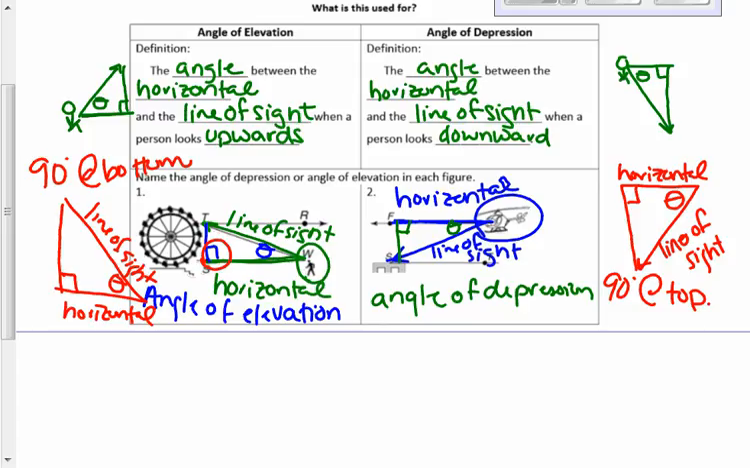So 90 degrees at the bottom, it's angle of elevation. 90 degrees at the top, it's angle of depression. The 90 degrees is kind of opposite what you're thinking. If you're looking upwards, your 90 is at the bottom. If you're looking downwards, your 90 is at the top. So let's go ahead and apply this.